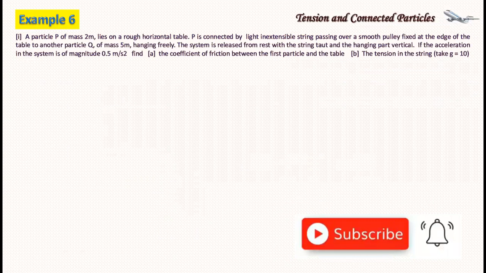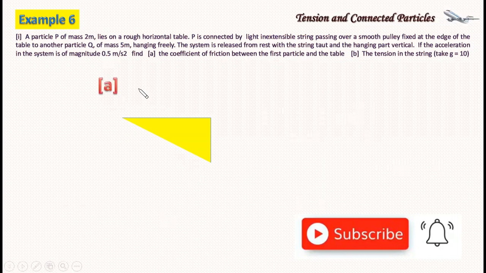Another example: a particle of mass 2m lies on a rough horizontal table. In this case, the table is rough. P is connected by a light inextensible string passing over a smooth pulley fixed at the edge of the table to another particle Q of mass 5m hanging freely. The system is released from rest with the string taut and the hanging part vertical. If the acceleration of the system is of magnitude 0.5 meters per second squared, find the coefficient of friction between the first particle and the table, and the tension in the string.